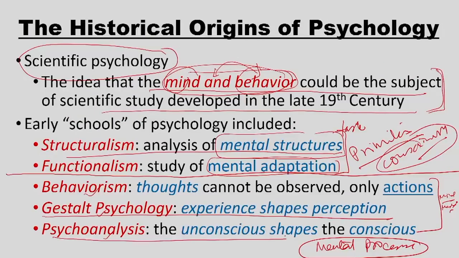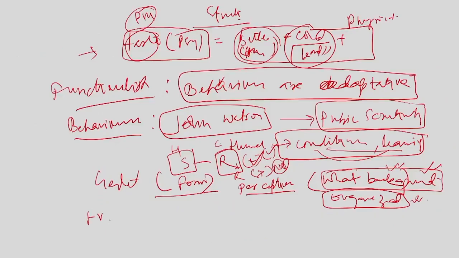So, basically, this is what gestalt is all about, but we will study gestalt and all these theories one by one in a later class. And the last school was psychoanalysis, or the last origin of psychology was psychoanalysis. Now, psychoanalysis was started by someone called Sigmund Freud, and most of his theories were based on the idea that most of human behavior is unconscious.